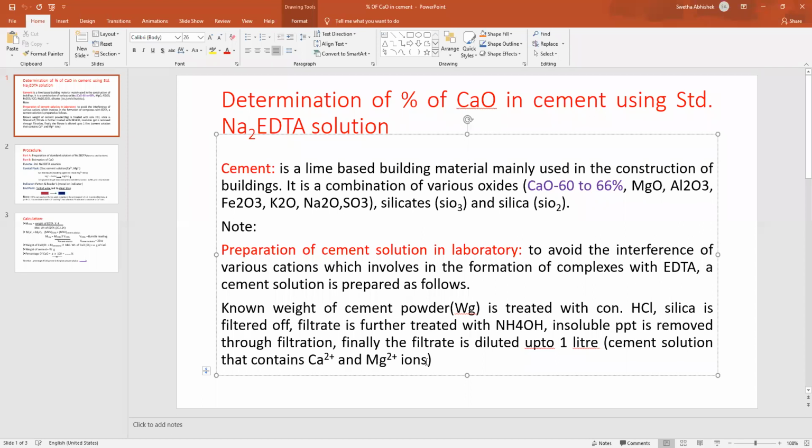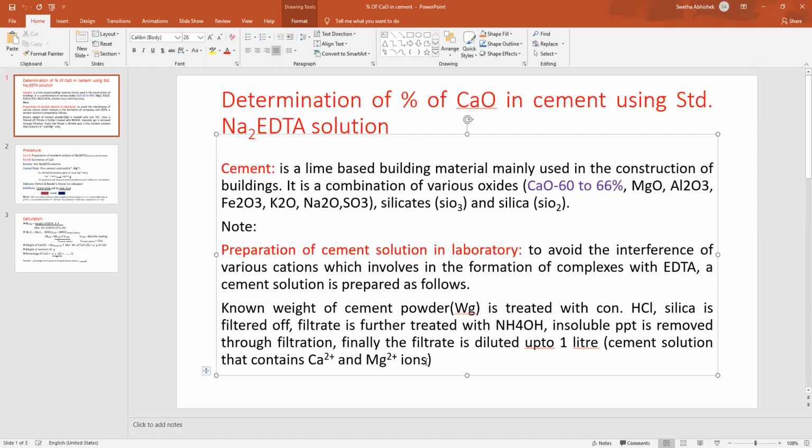Okay, this is how we actually prepare cement solution so that it is possible to estimate only calcium oxide accurately. If the other constituents are not removed, then it is not possible to estimate only calcium oxide in cement. I'll repeat once again. Since cement consists of various cations in it, it is not possible to estimate calcium oxide directly, therefore a cement solution must be prepared in the laboratory.